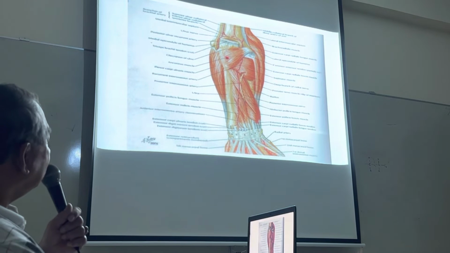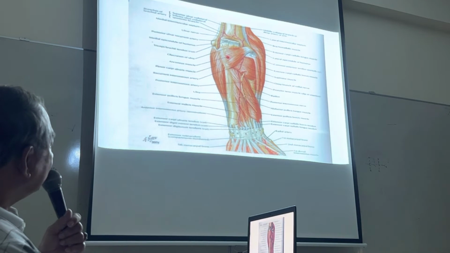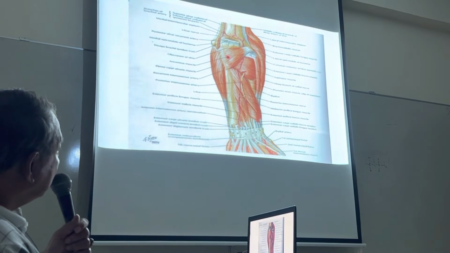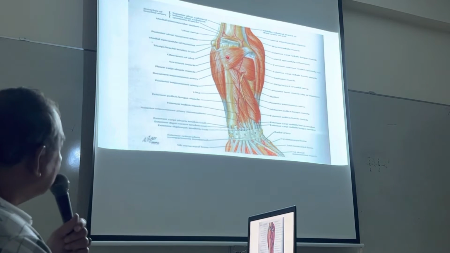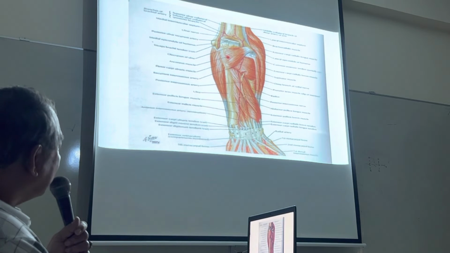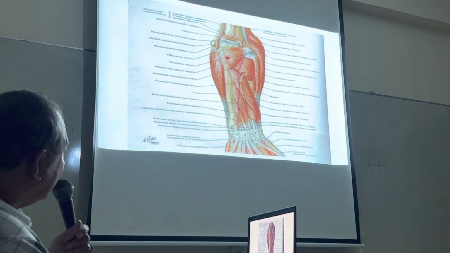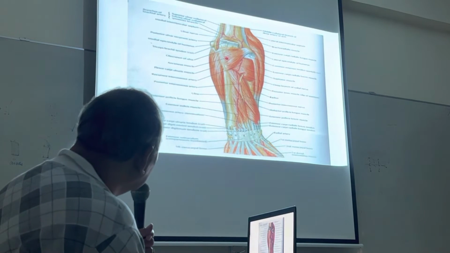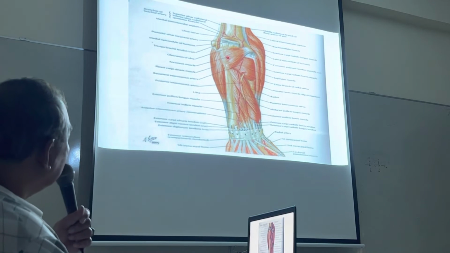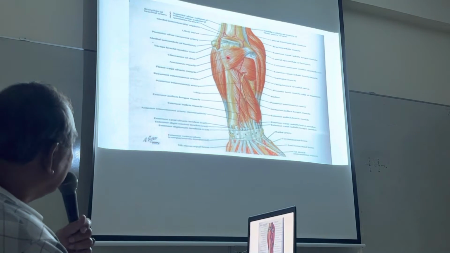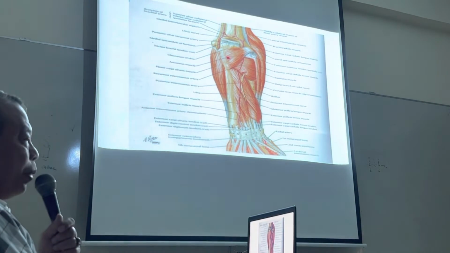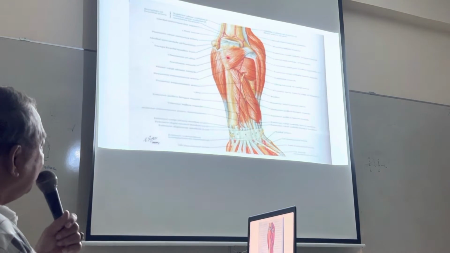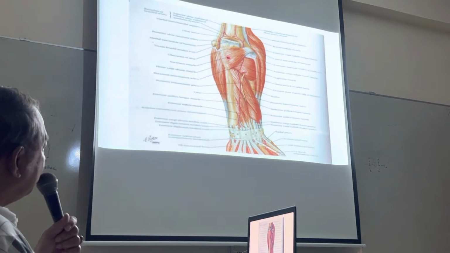You have there that takes origin from the radius: abductor pollicis longus muscle, and extensor pollicis brevis. Take note of these. These two muscles belong to the deep group.